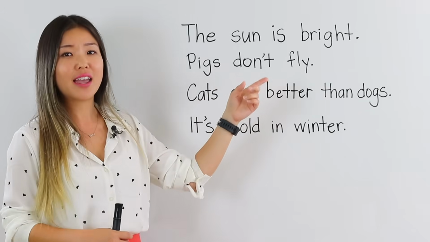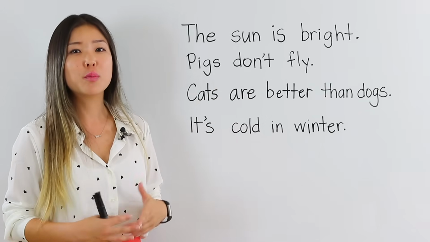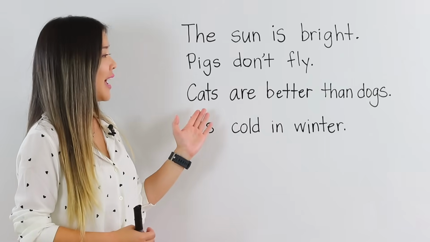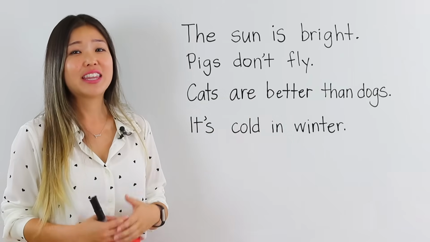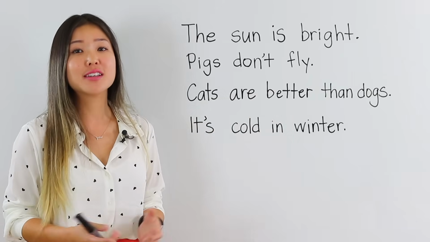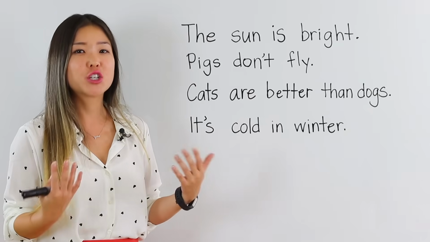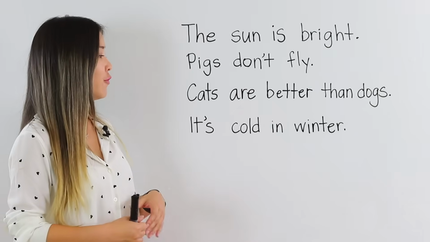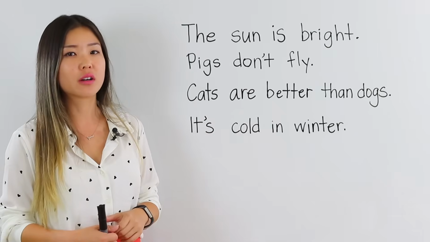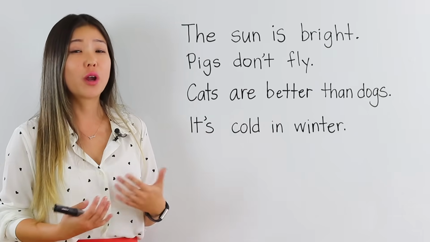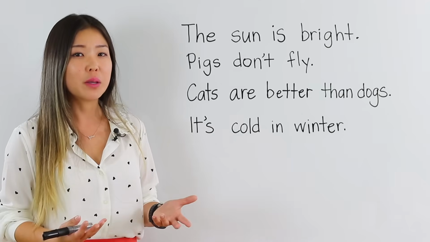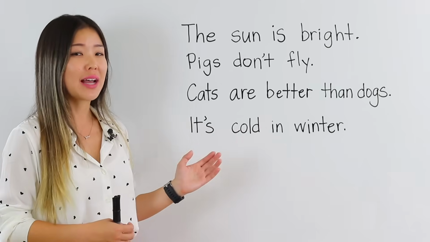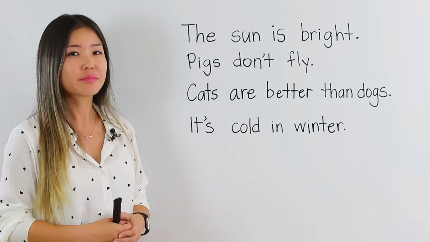Pigs don't fly. That's also a fact. Everybody knows that pigs don't fly. Cats are better than dogs. Now this you may not agree with. This is my truth. I'm making a generalization about cats and dogs in this example. And finally, it's cold in winter. This really depends on where you live, but for a lot of people, or let's say for most people, it is cold in the winter. So that's the truth for some people.